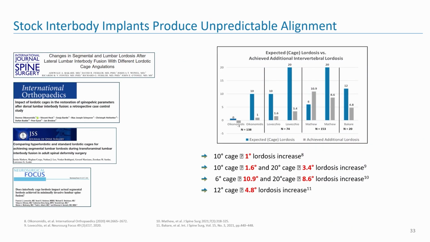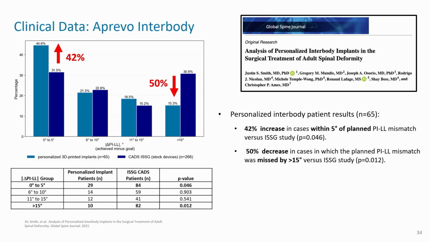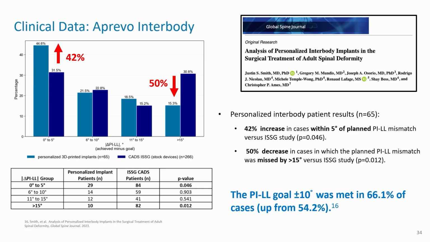Stock interbody implants as well produce unpredictable alignment, and we can do this better with customs. The clinical data, we see a 42% increase in cases within 5 degrees of planned PI-LL mismatch within an ISSG study, and a 50% decrease in cases where the mismatch was missed by 15 degrees. So planning and execution matters.